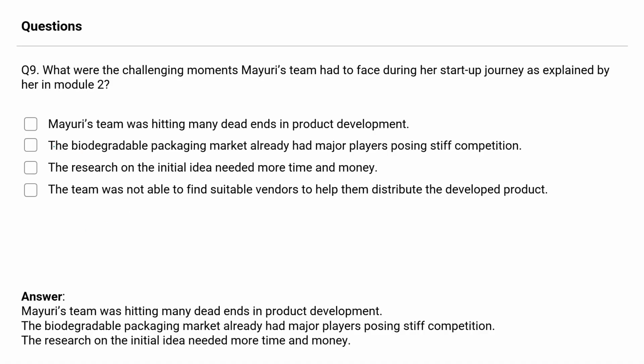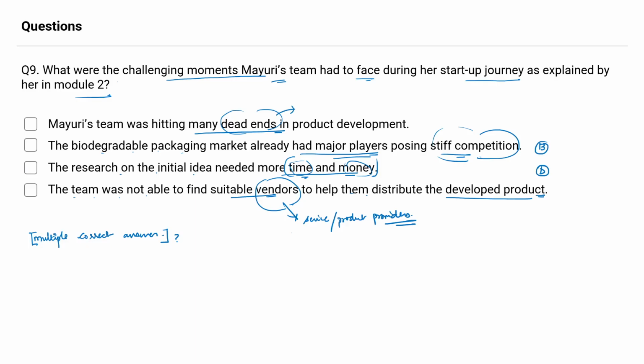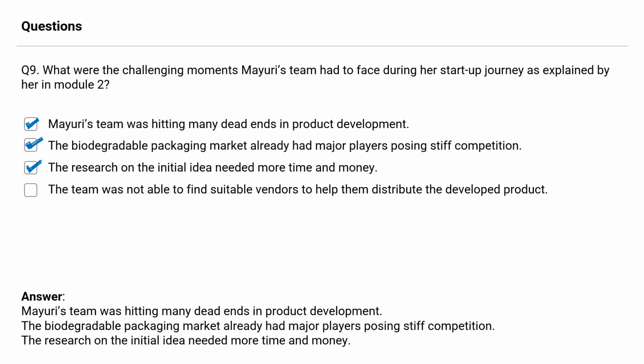Okay. So the correct answers are A, which is they were hitting many dead ends. Second is biodegradable packaging had already stiff competition. So yes, option B is also correct. And the initial idea needed more time and money. So there was a vote for D and B. Right. So one of the answers mentioned by the learner is correct. The correct answers are A, B, and C. D was not a challenge which was mentioned by Mayuri.